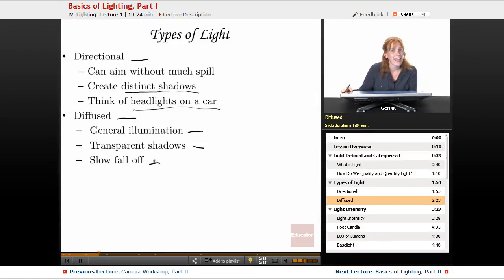And depending on the day, the sun, your source, can serve as a very harsh directional light with not much spill, distinct shadows, or if we have an overcast day, those clouds create like a silk in front of the light. The sun is the source, and the clouds diffuse it. Or another word that we call it is called scatter the light, which creates more of a general illumination, transparent shadows with slow fall off. So again, we want to start thinking about every light, in terms of the source, and whether it's directional or diffused. And this way we can better control it.